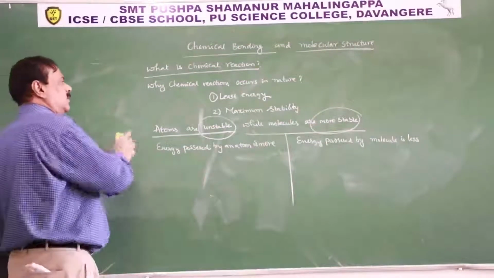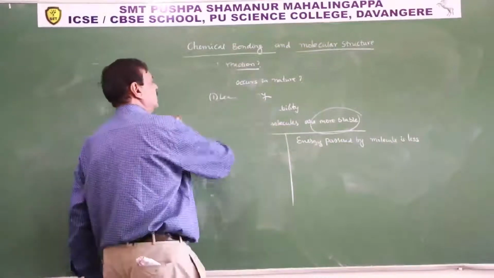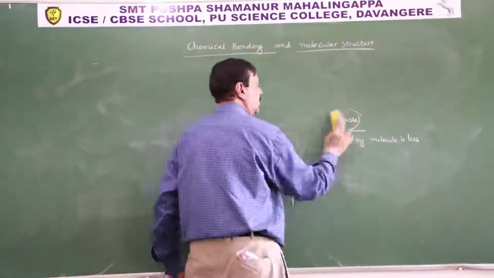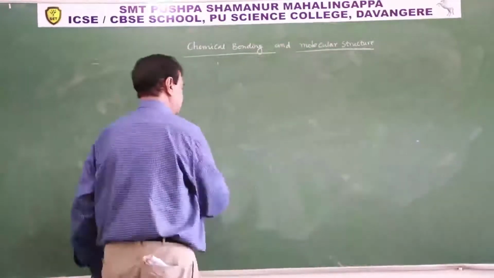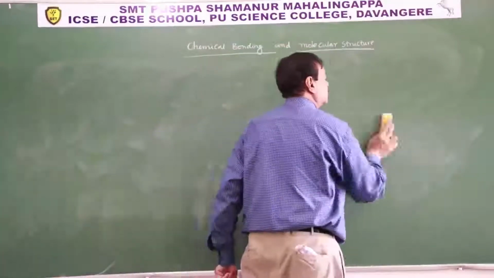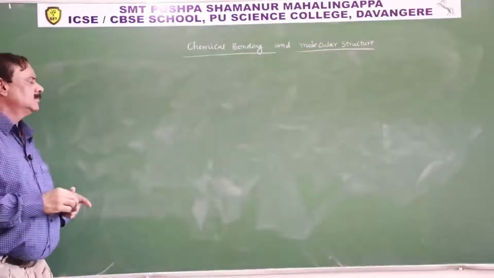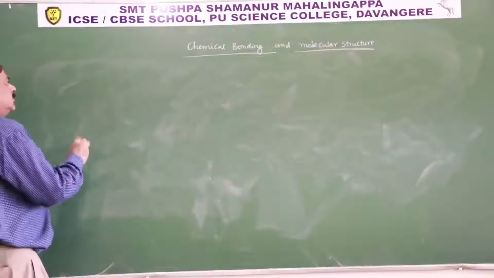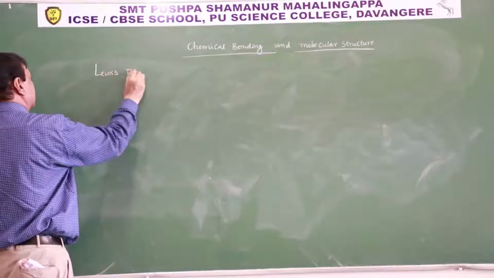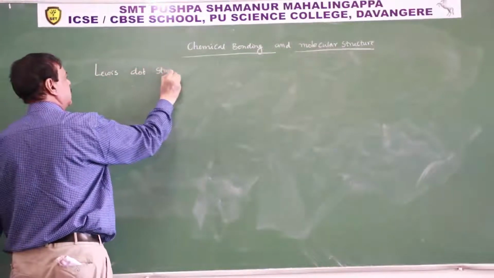Therefore, least energy and maximum stability are the criteria to undergo chemical reactions. Now, Lewis dot structure.